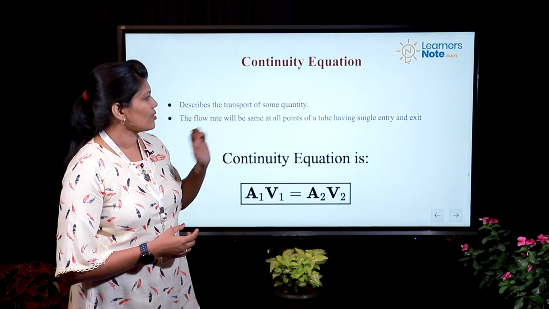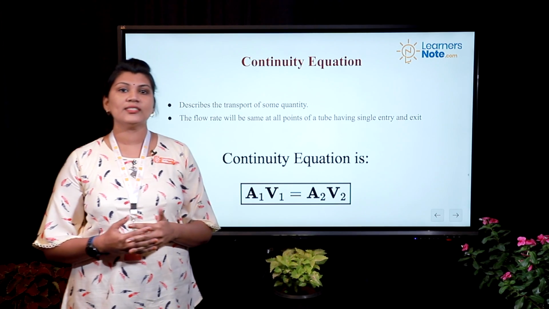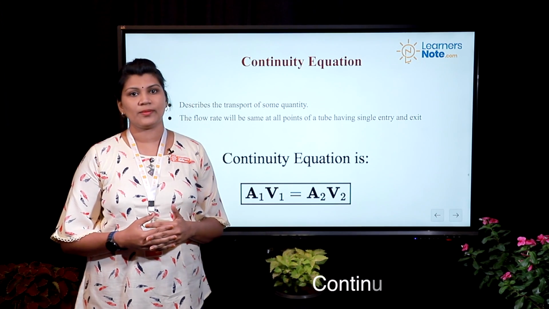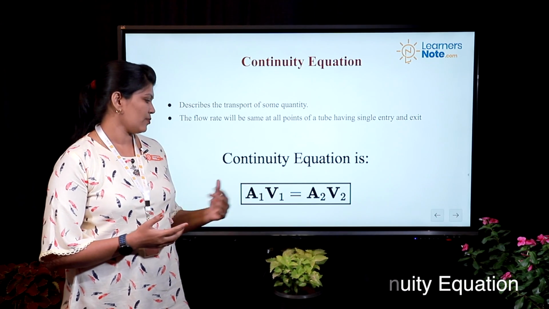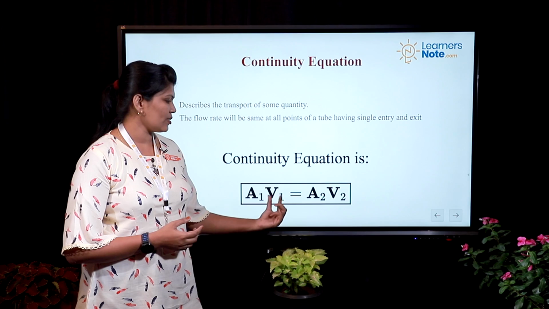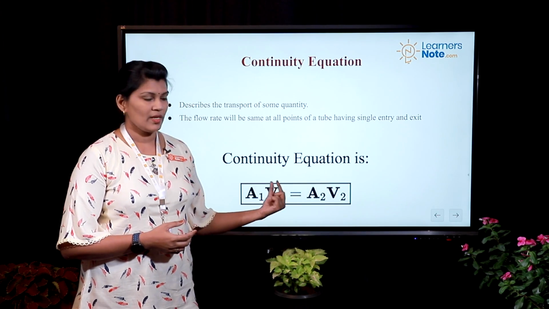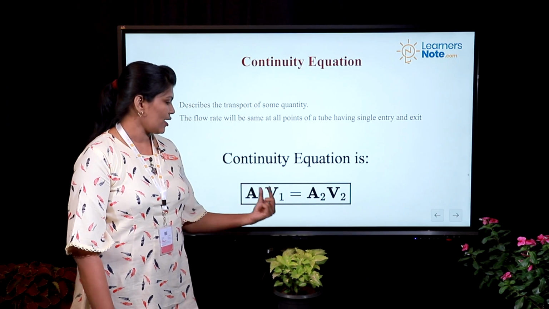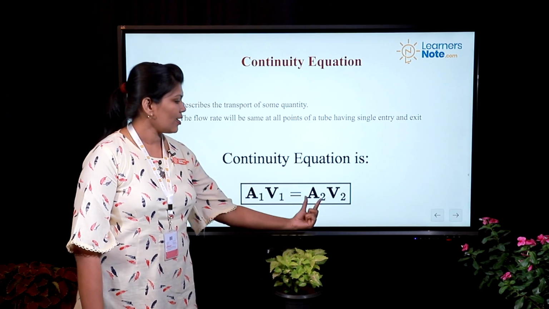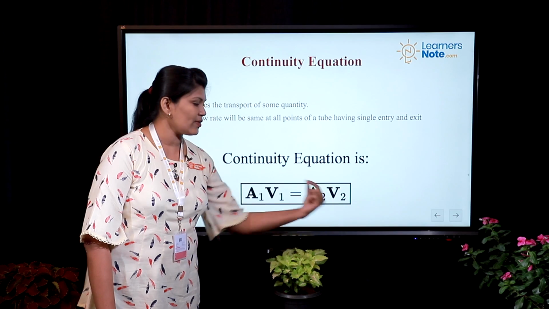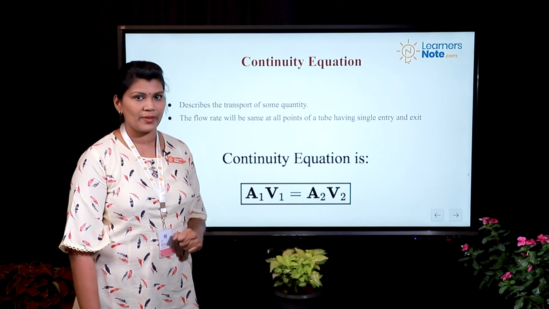Then we have to become familiar with the other term, that is the continuity equation. What is the continuity equation? The continuity equation is shown here. What it means is A1 V1 is equal to A2 V2. Here A1 is the area and V1 is the velocity at the first point. Then A2 is the area and V2 is the velocity at the second point of that pipe.